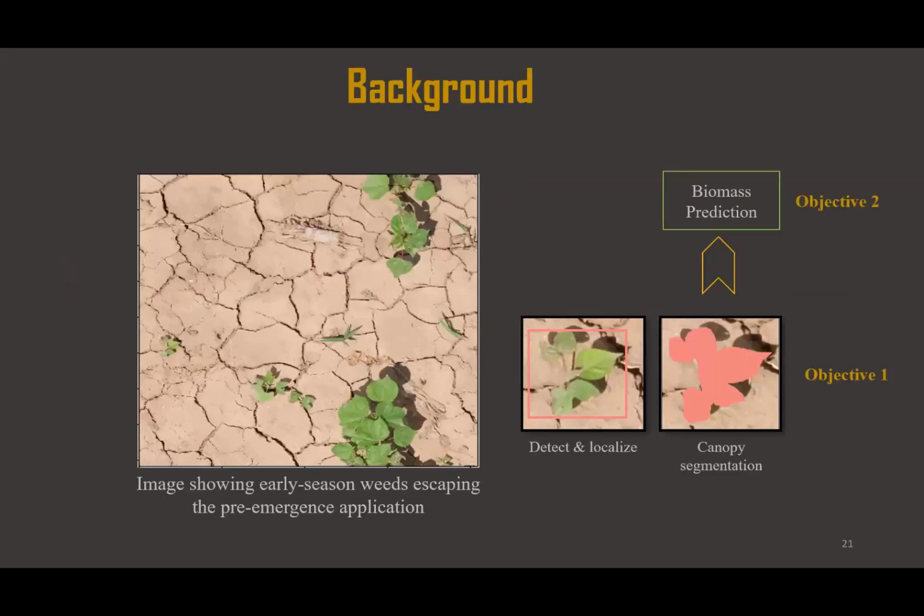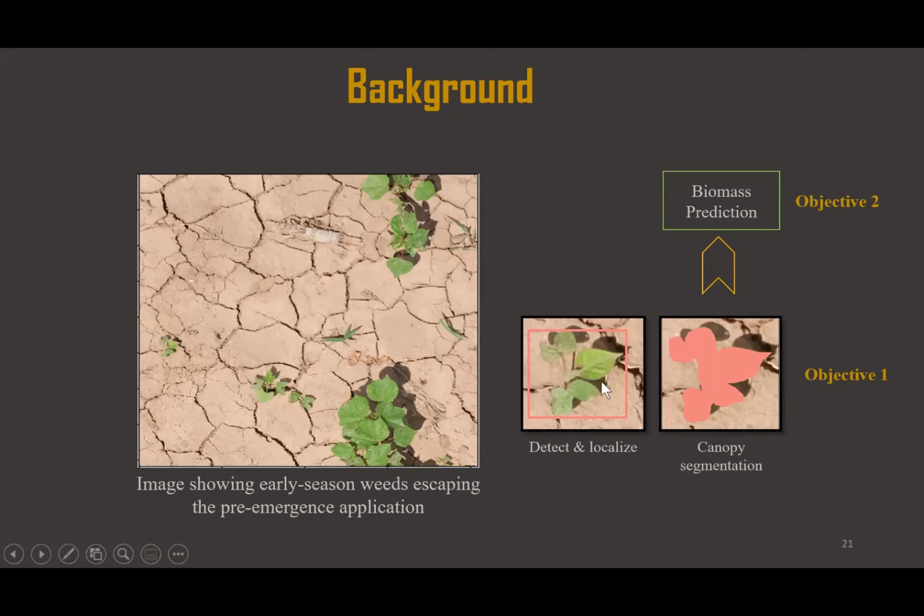In this experiment, we are addressing a weed problem where we have weeds at very early growth stage in cotton and soybean that escaped the pre-emergence herbicide application. Now, our first objective is to detect these particular weeds and localize them. In other words, finding the bounding coordinates of this particular weed. That way, this coordinate information can be fed into the robots to target that particular weed.